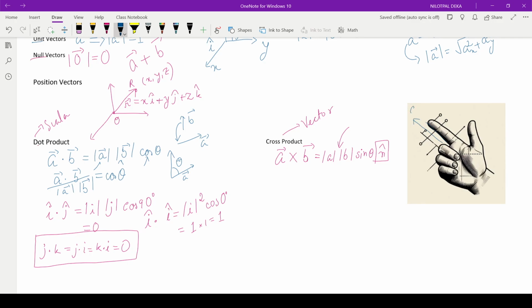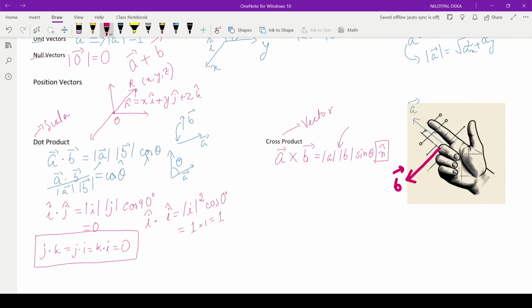Suppose this vector is along this index finger, A, and there is another vector. Let me increase the thickness. All right, so there's another vector in this direction. Let me call this B. Now I want to find the cross product of A and B.